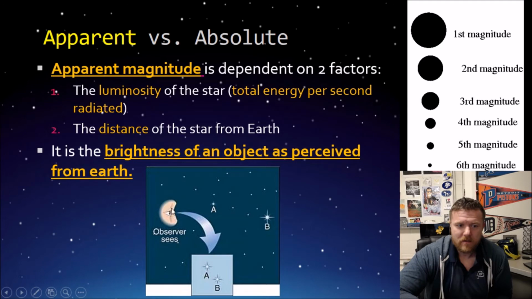This guy is looking at two stars, A and B. He sees both A and B as the same brightness. However, we can tell that A and B are not giving off the same amount of light. The fact that A is much closer and B is farther away is the reason that we see them as the same brightness. So the apparent brightness, we see them the same.